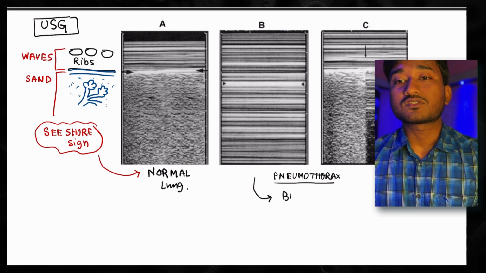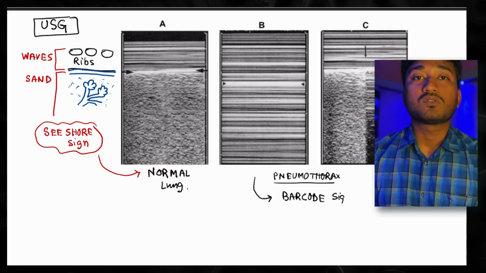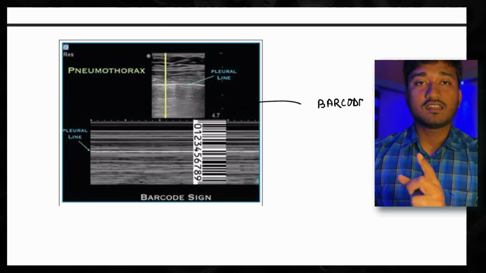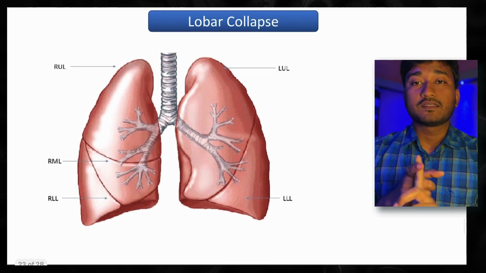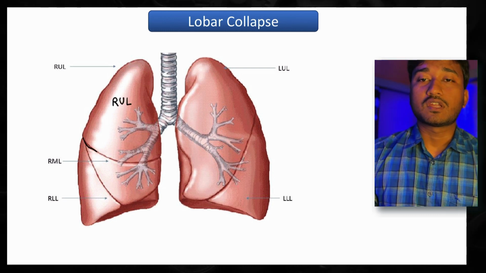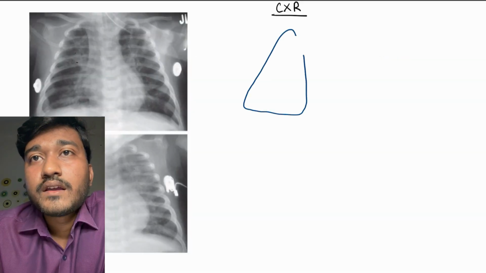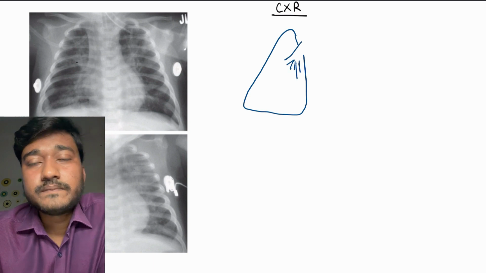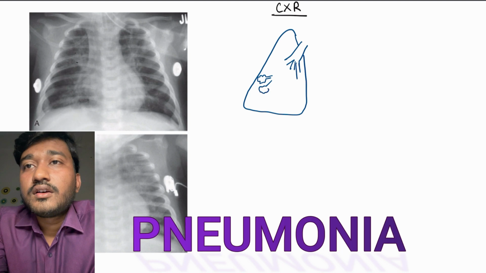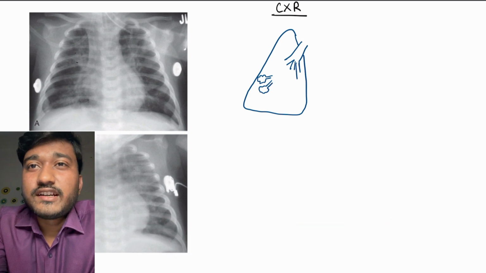But in pneumothorax, what can you find? You can find the barcode sign. Okay, so you can very well see there is a barcode sign. And another thing is that the normal movement of the lung will be restricted there. Now let's talk about the chest X-ray part, and we want to talk about it in a little more detail.